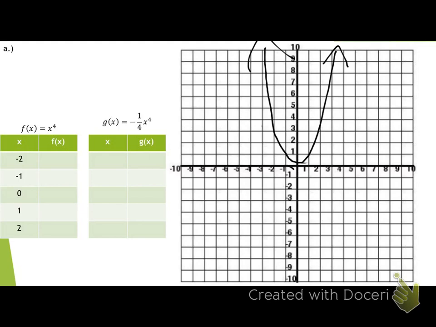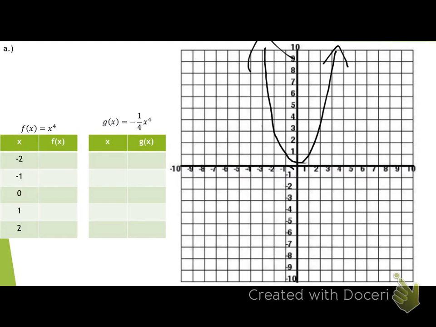Now hit y equals to get back to the y equals screen. Go down to y2, and now I'm typing in negative 1/4 x to the 4th. Mine says error. Let me see. Are you using your personal one? These don't handle fractions like the ones over here. Here's how we have to do a fraction.